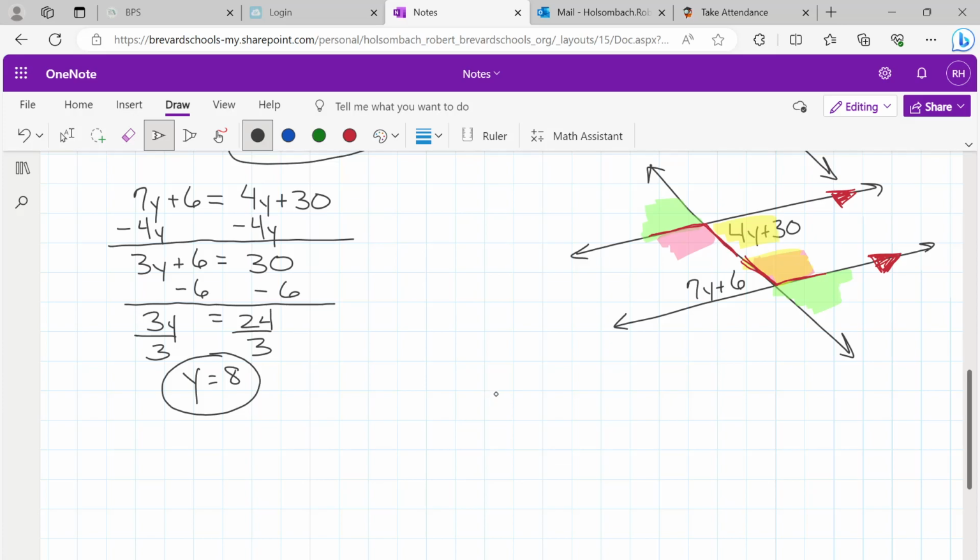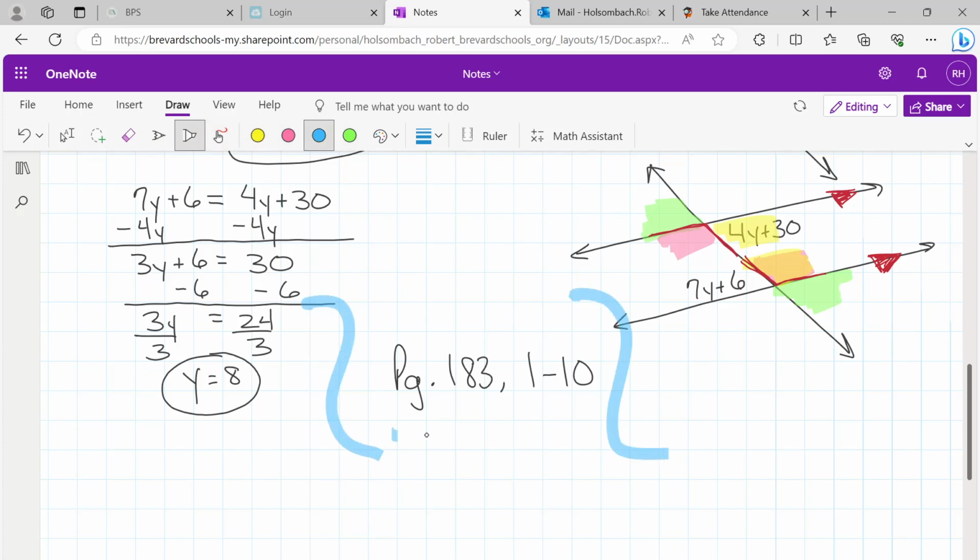Your practice for today is on page 183, 1 through 10. Make sure you're checking the odd answers in the back of the book as you're doing the problems.